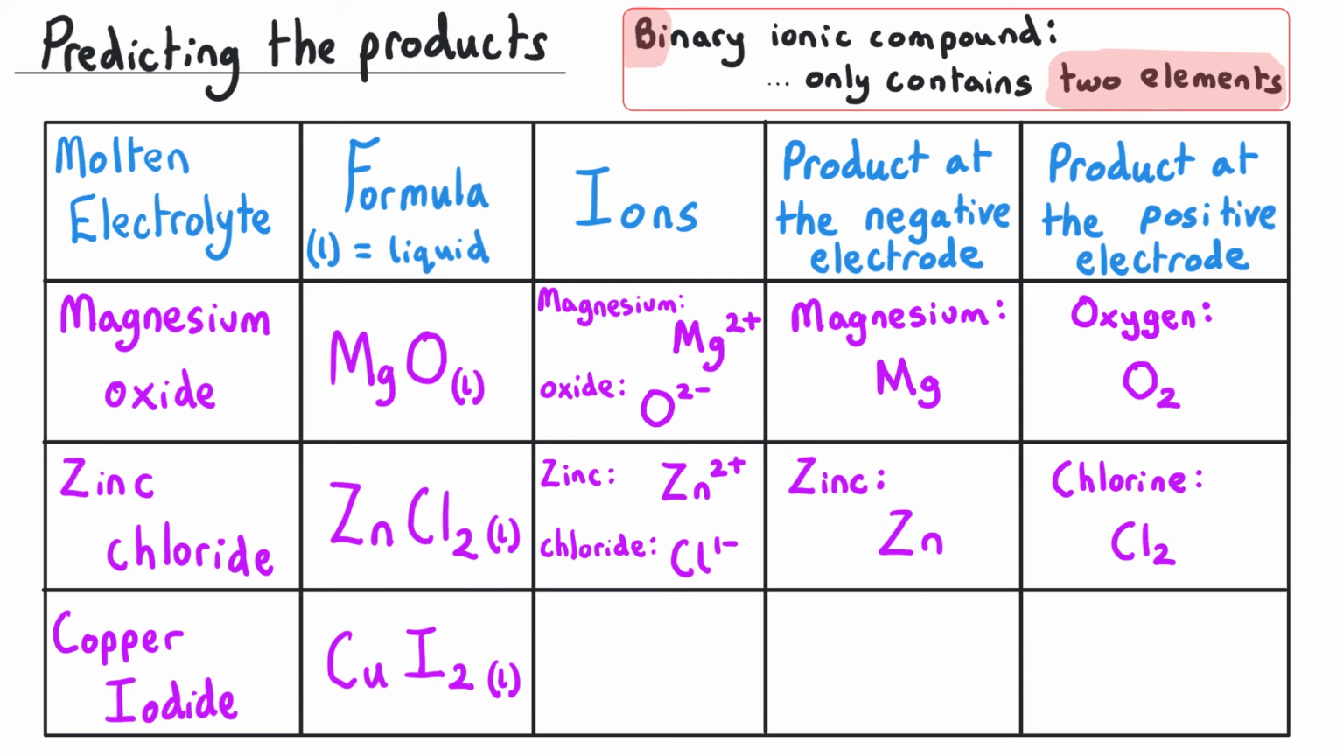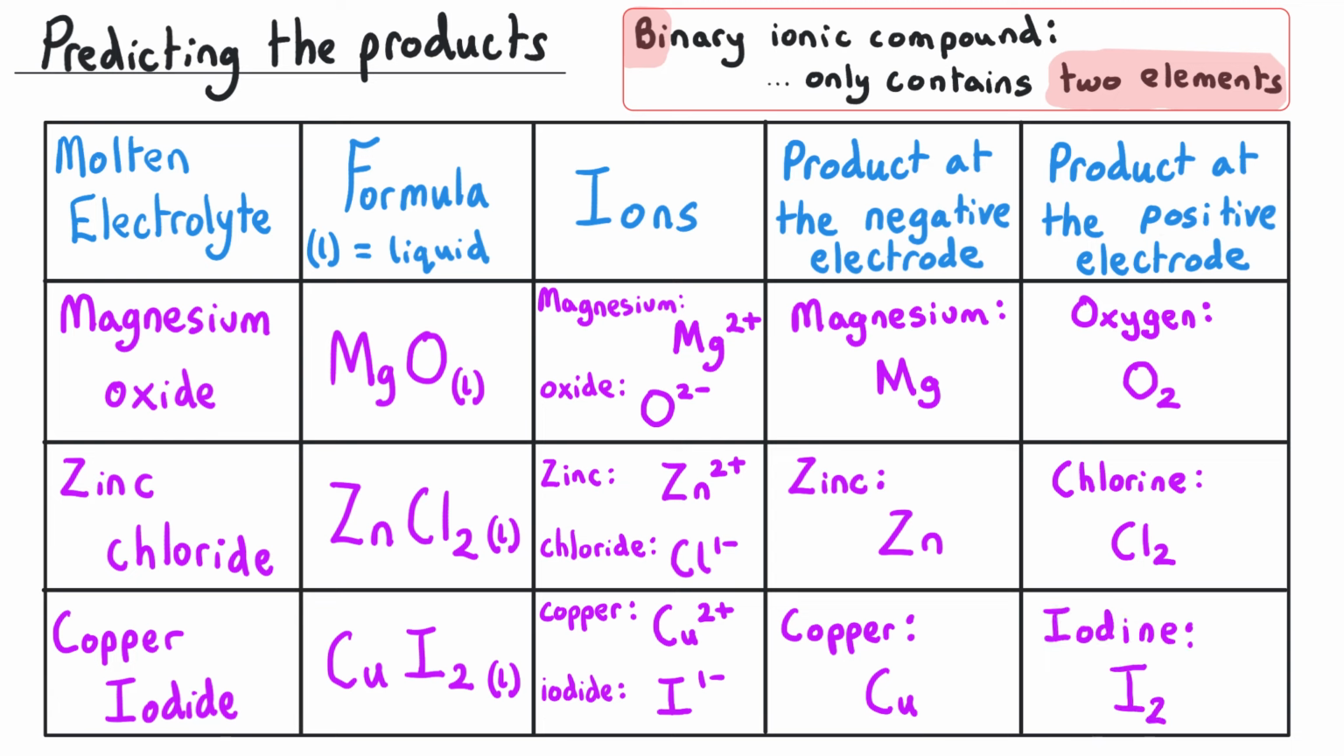And then in a final example, copper iodide is made up of copper and iodide ions in the ratio of 2 iodide for every 1 copper. So the ions will be 1- for the iodide, because again, it's a halogen from group 7, and the copper must again be 2+ to cancel out those 2 negative charges. The positive copper will then be discharged at the negative electrode that it was attracted towards, and the iodide ions will move towards the positive electrode where iodine will form.